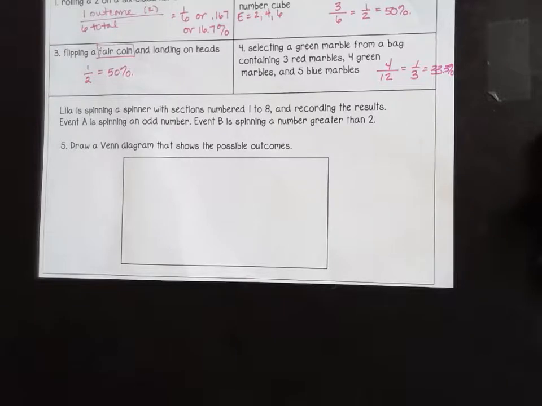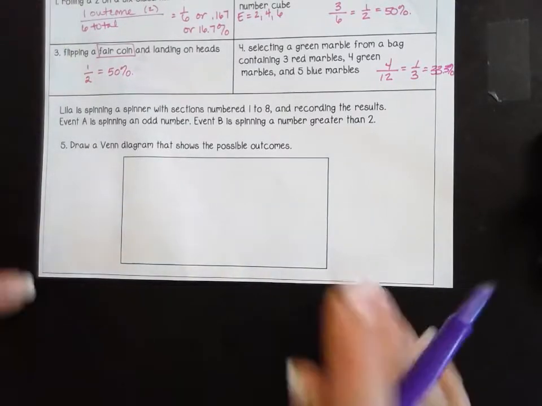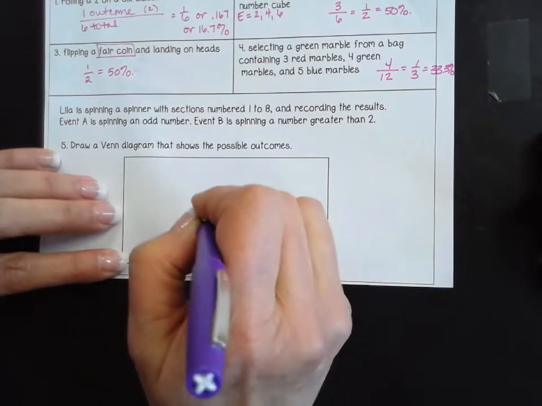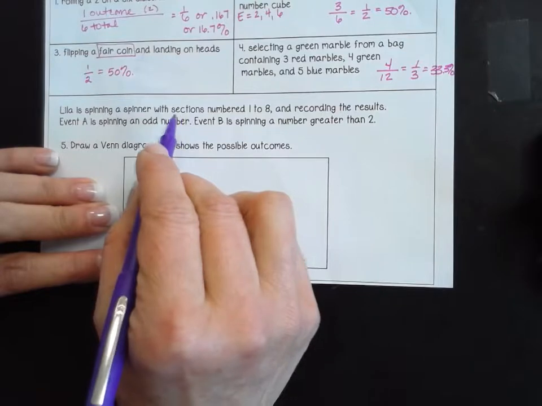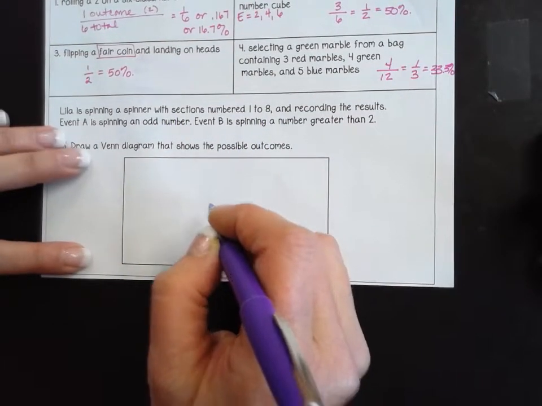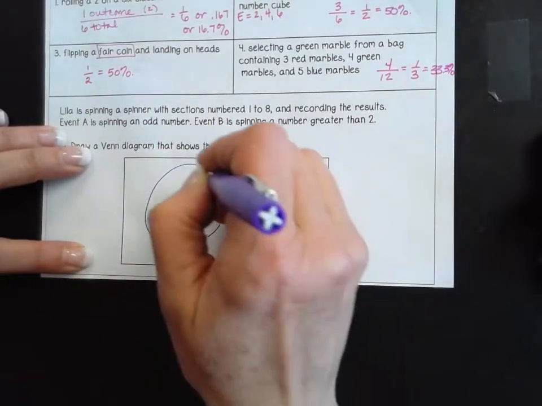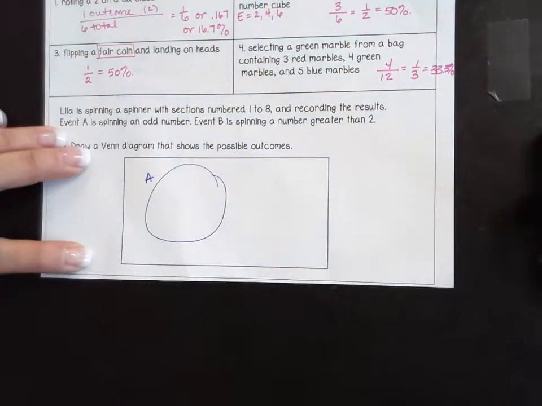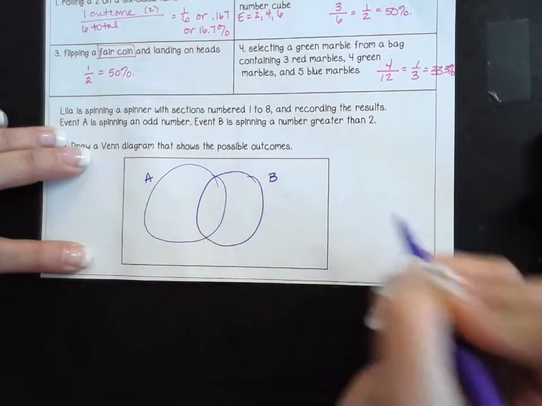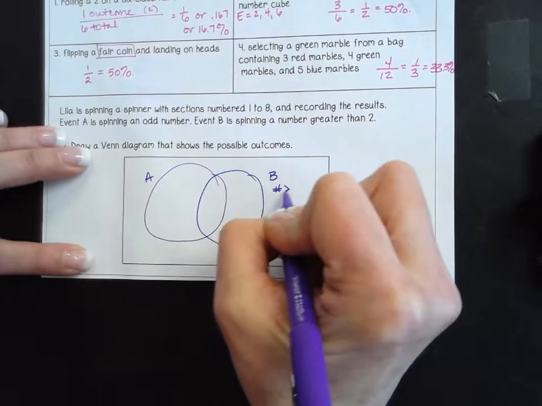All right, so you can do Venn diagrams to help clarify how many you have. So I have a spinner that has sections numbered 1 through 8. Event A is spinning an odd number. Event B is a number greater than 2.